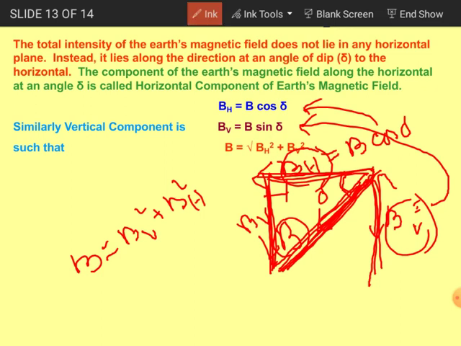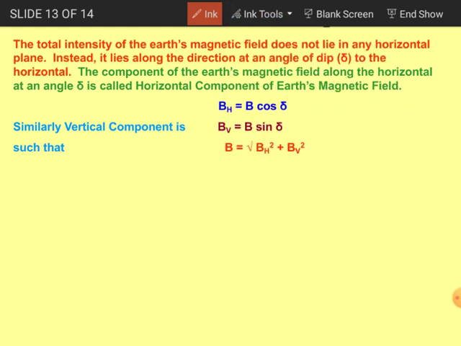The square root of what? The square root of this. So your B will be equal to the square root of BV squared plus BH squared, as I have done here also. So that is the relation between the earth's magnetic field and its components, BV and BH, the vertical component and the horizontal component.